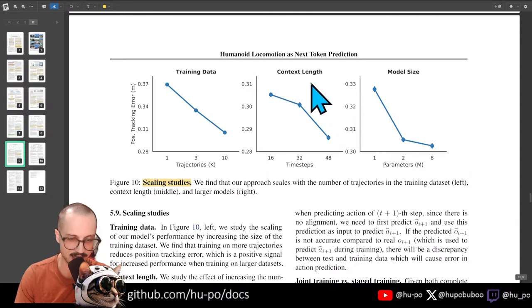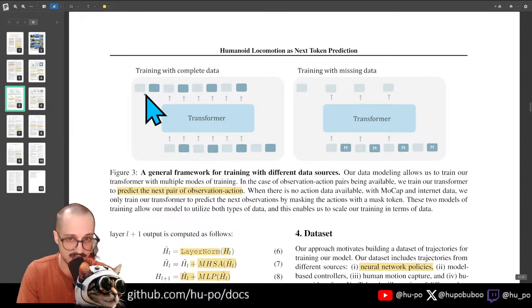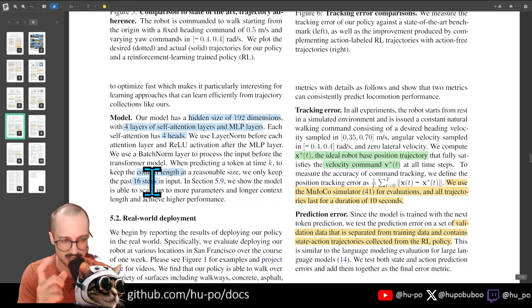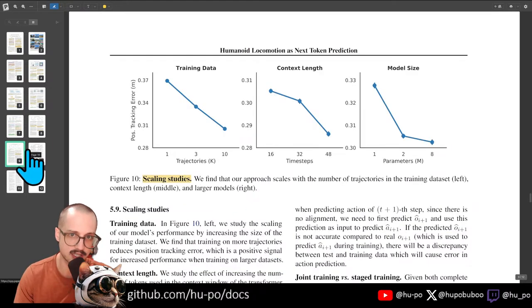Context length. So the context length is basically how much of the sequence your transformer can consume. So how many things do you have here? In the paper, because they want to run this on a real robot, you can only get 16 steps. So it's a small context length on the demo, but they try out longer context lengths in simulation, and you see 16 versus 32 versus 48, you're getting better performance. So bigger context, better performance. More data, better performance. And then bigger model, so this is the number of parameters, better performance.